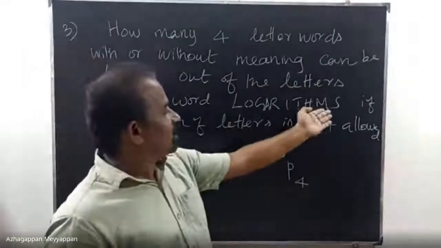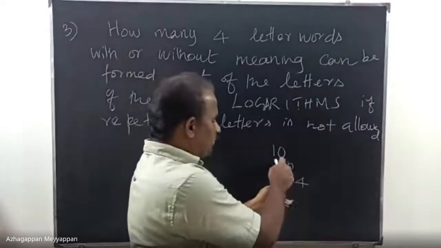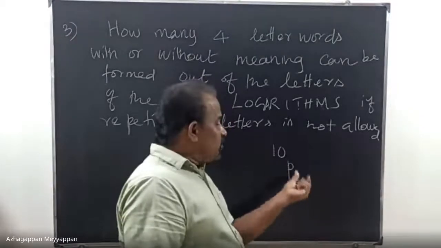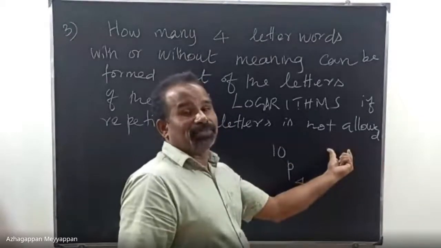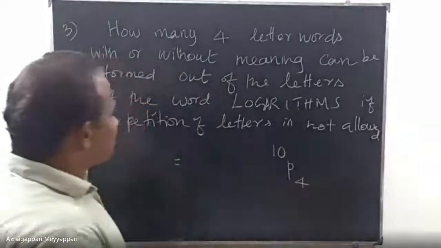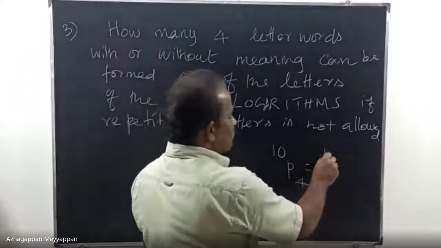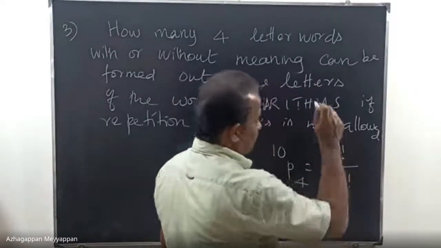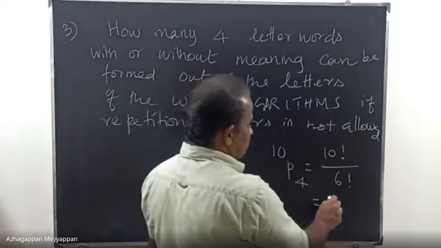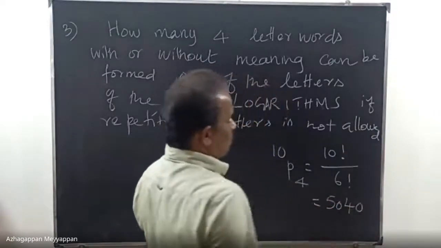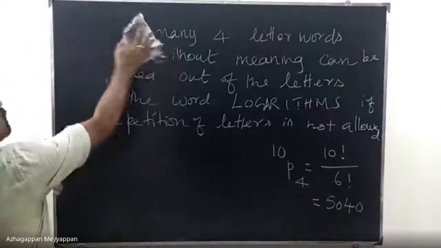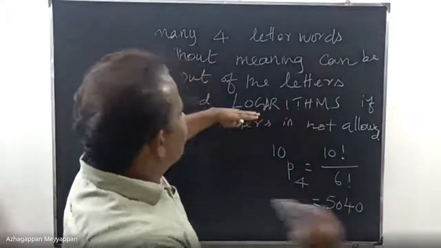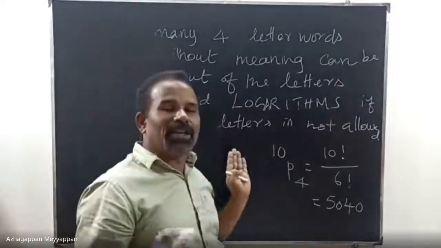All are distinct letters. 10P4 means 4 distinct objects can be arranged from the 10 distinct objects. Therefore the answer is 10P4, which is equal to 10 factorial divided by (10 minus 4) factorial, that is 6 factorial. If you calculate this, you will be getting 5040. Out of 4-letter, how many ways that word can be arranged means simply I can write 10 factorial. That's all.